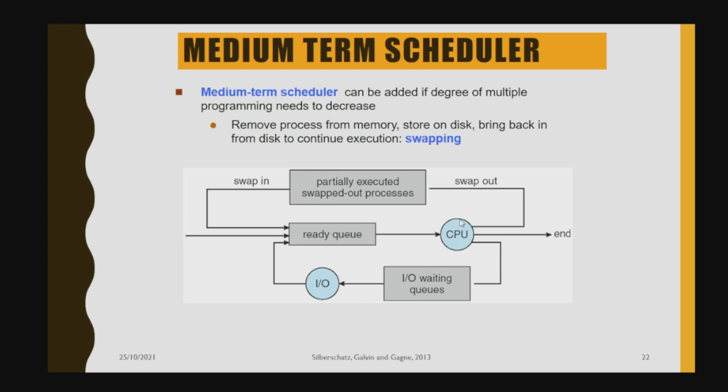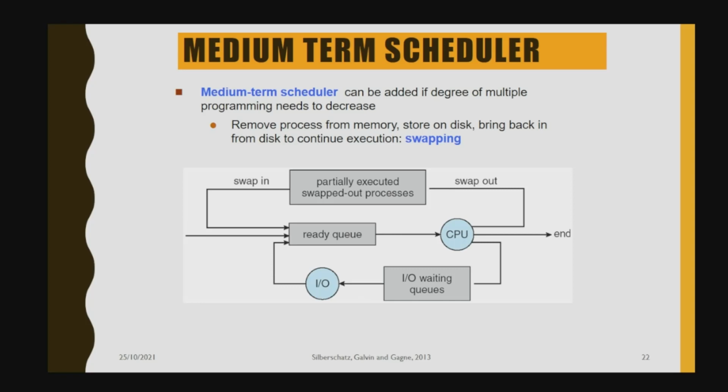Okay, here we have the CPU, and then we have the processes ready in the queue. Here is the waiting queue for input output. After waiting, once it gets permission, it goes to the ready queue. This one is a partially executed swapped-out process: it goes to the CPU, is partially executed, then swapped out, and then swapped in again. This is the medium-term scheduler.